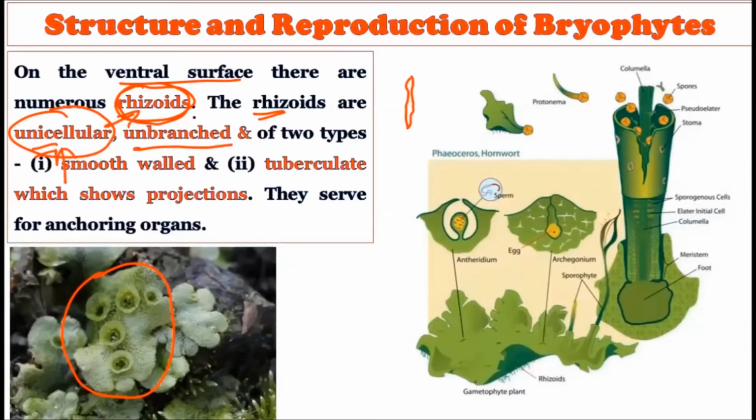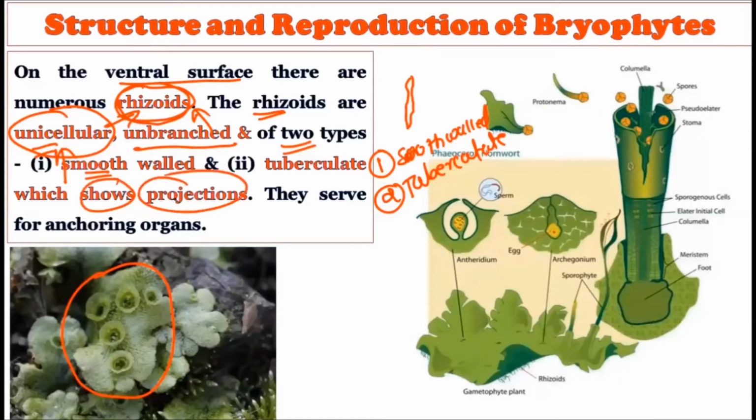They are unbranched, that is, no branching is shown by the rhizoids, and they are generally of two types. Two types of rhizoids are found in the Marchantia gametophyte. First is the smooth walled rhizoids. And then there are the tuberculate rhizoids. We call it tuberculate because it shows some kind of projections coming out of these particular rhizoids.